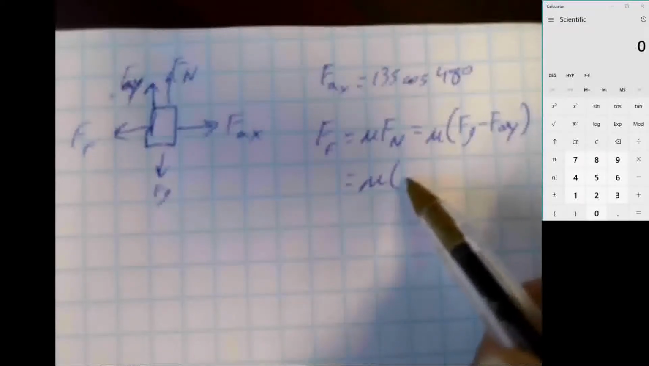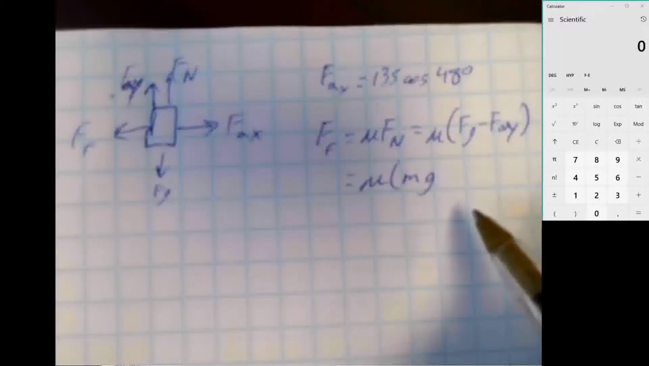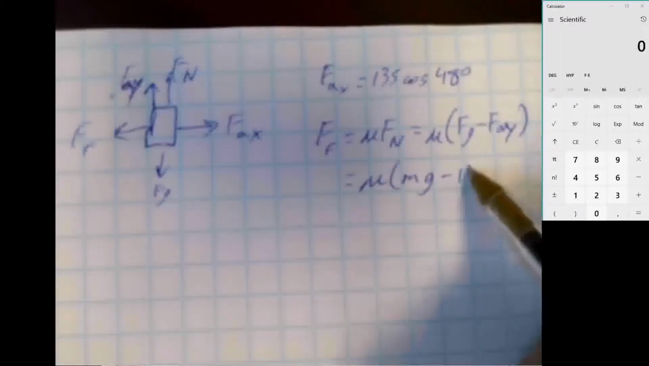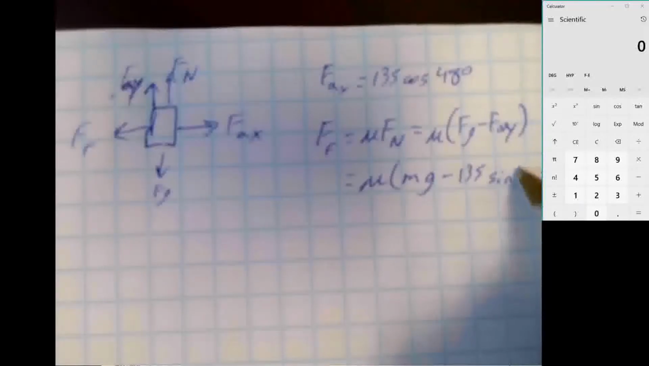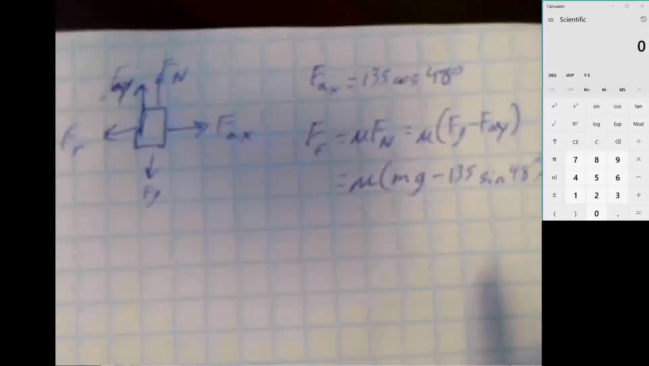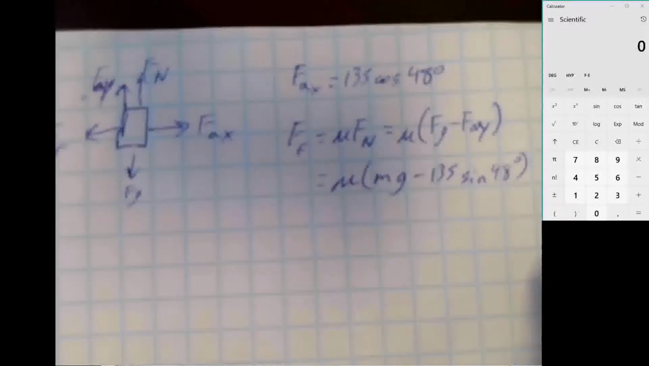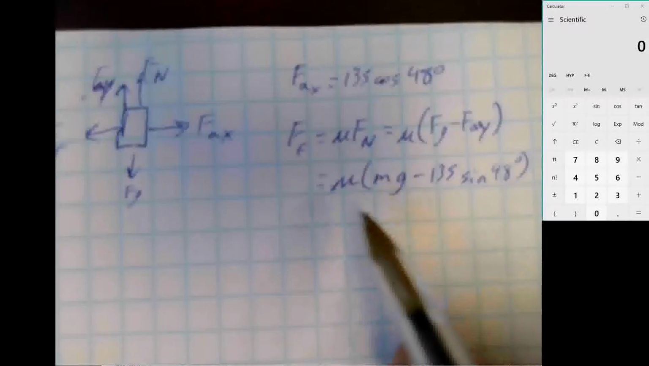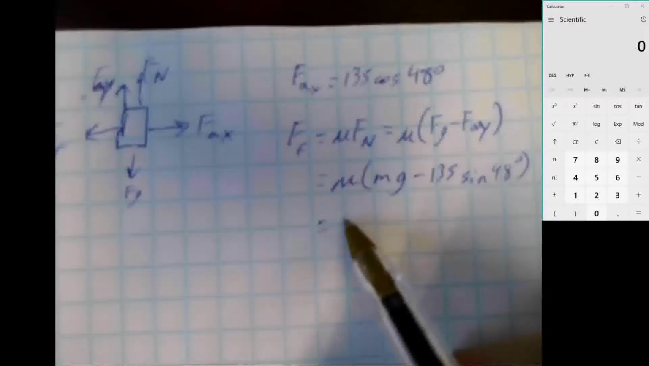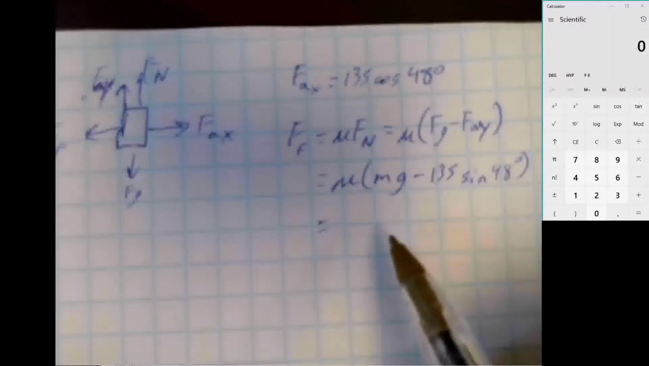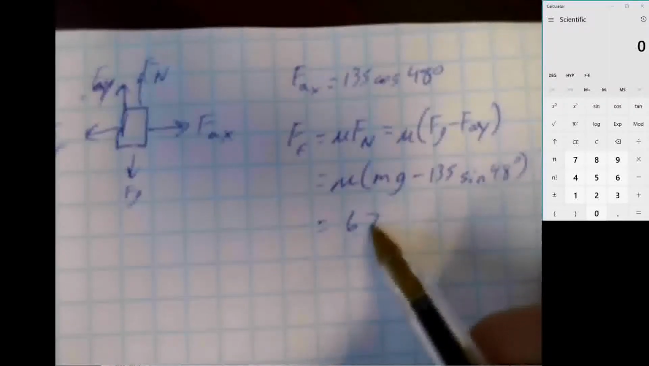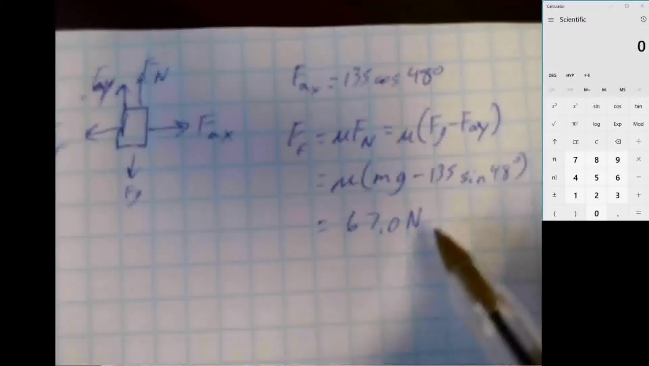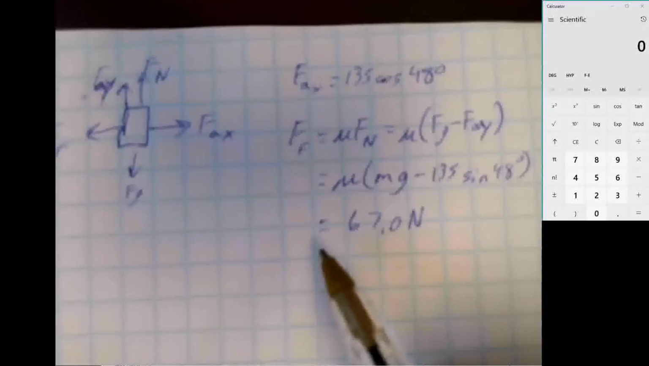So that is mg for Fg, and Fay is 135 sine of 48 degrees. I should also substitute these values in, I suppose. So mu is, in this case, actually, it says that we already have a constant force of friction. So I guess we could just say this is 67.0 Newton. My apologies, I just read the question again, and see that's how it is.